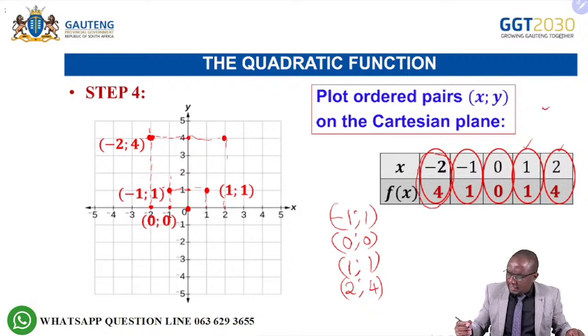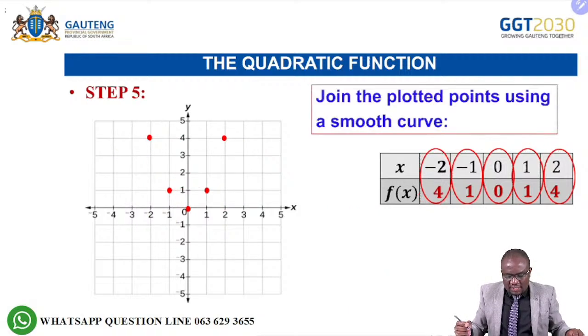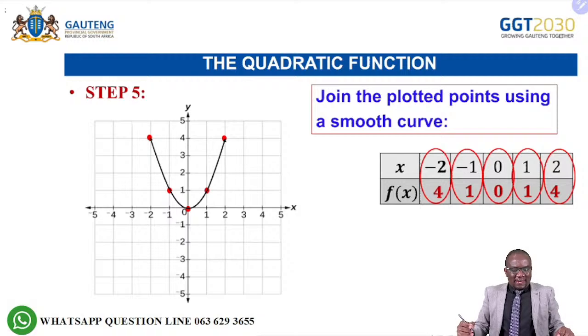Okay, right now, and then that will be the last part where we're now sketching our graph. Join the plotted points using a smooth curve. I know the curve won't be smooth there. Okay, right, but try your best to make sure that you have a smooth curve, and then we have a curve like that. You see that? Some people just do this.